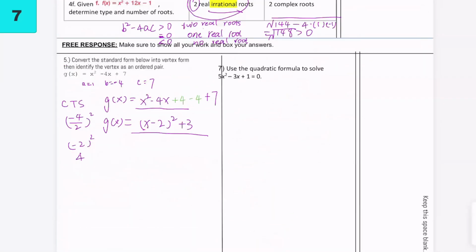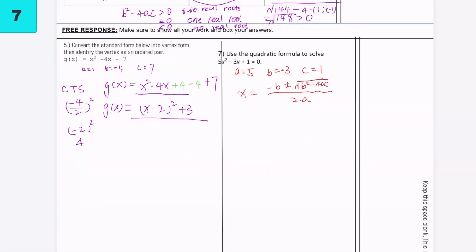Okay, and then let's look at the last one, using the quadratic formula to solve that. What is the quadratic formula? When you use the quadratic formula, first thing is you write a, b, and c, right? A is 5, b is minus 3, c is 1. And then write down the quadratic formula. x is equal to minus b plus or minus square root of b squared minus 4ac, over 2a.